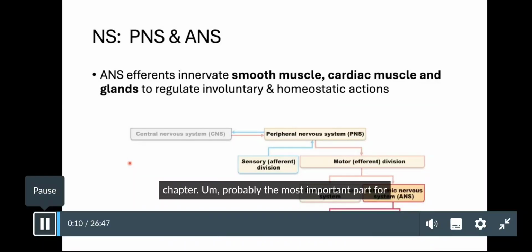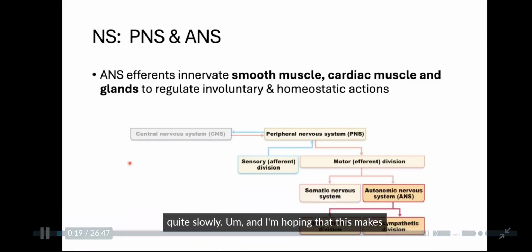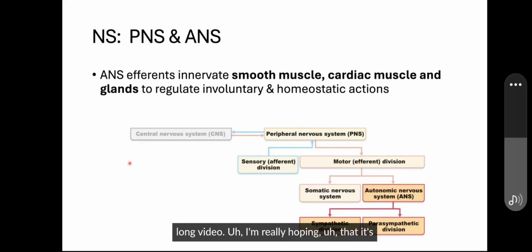Probably the most important part for 103B. So I'm going to walk you through this quite slowly, and I'm hoping that this makes sense. Again, I'm sorry if this becomes a really long video. I'm really hoping that it's not.